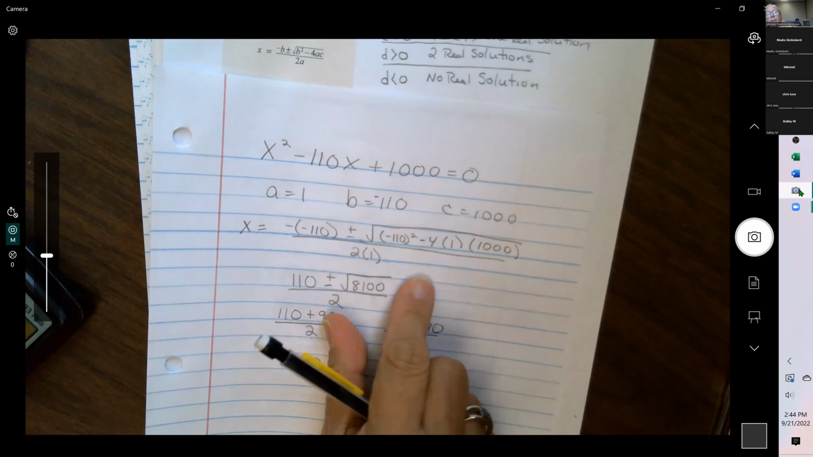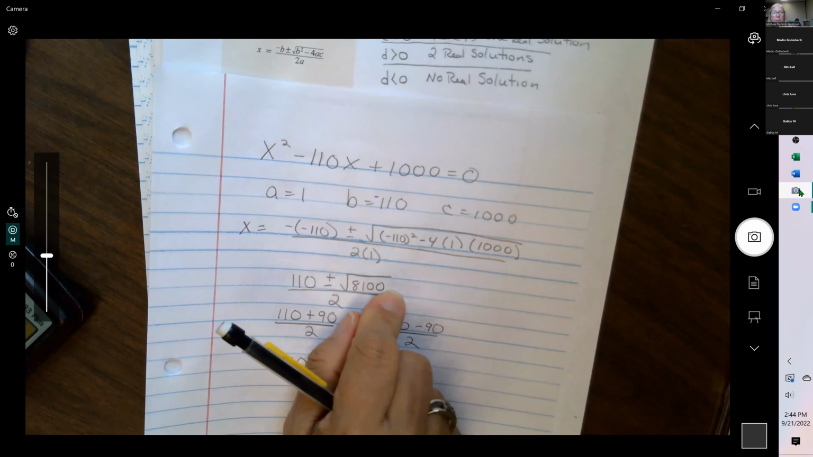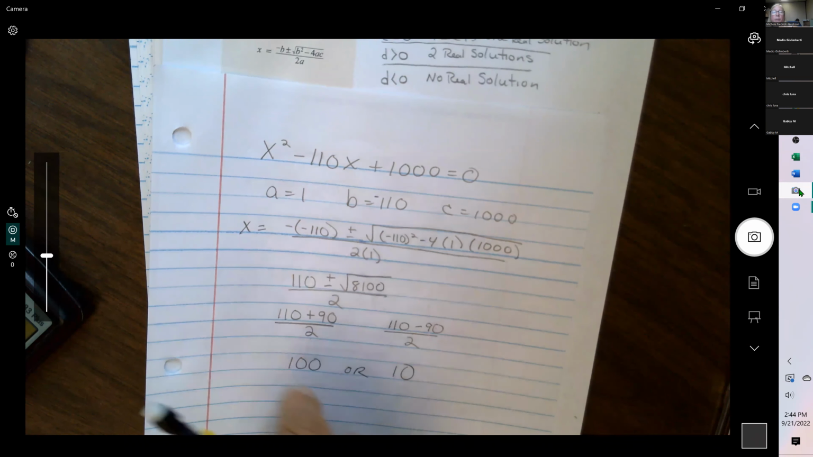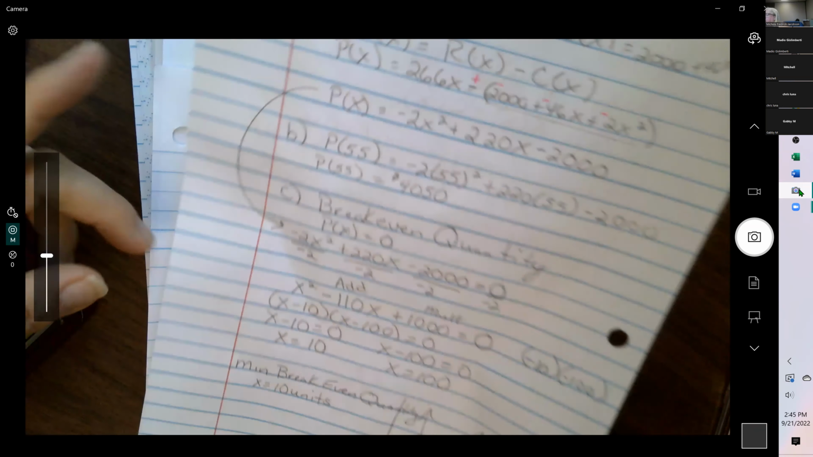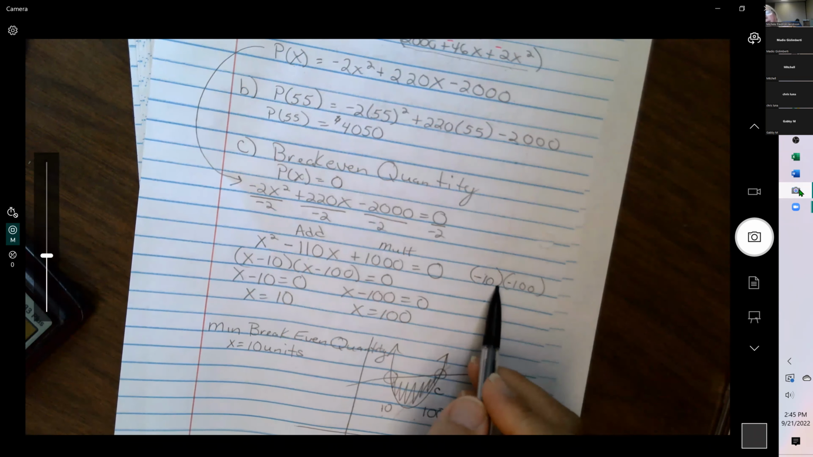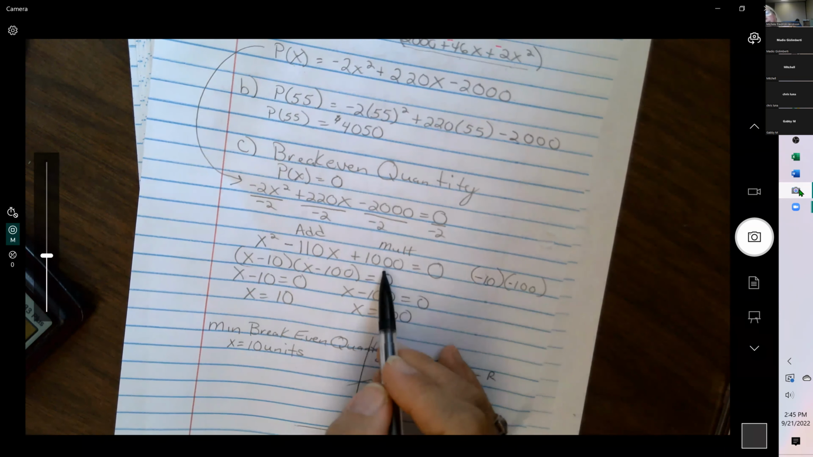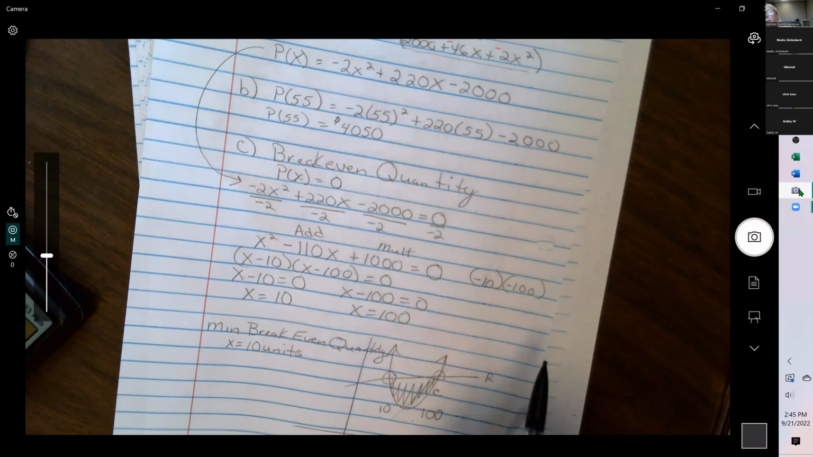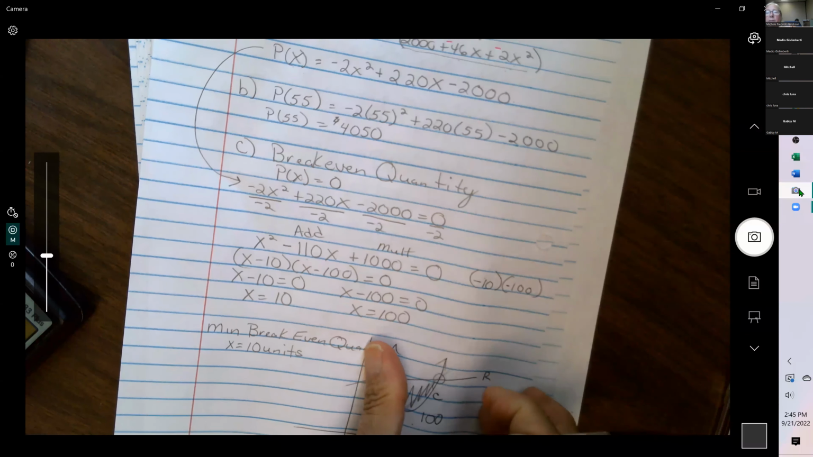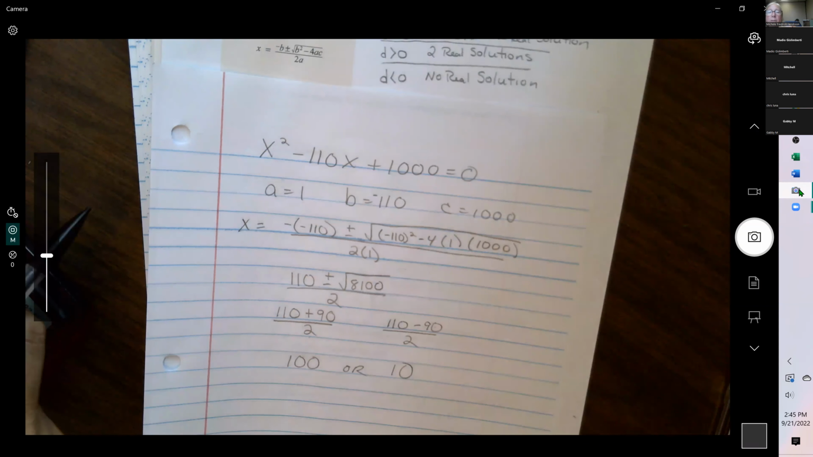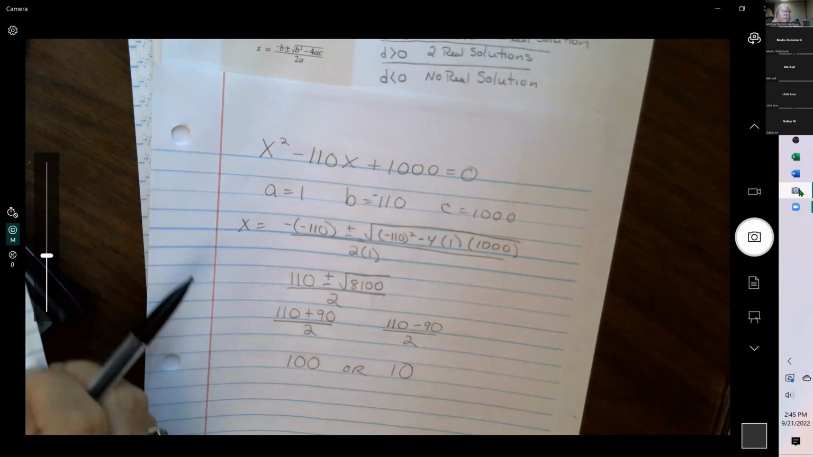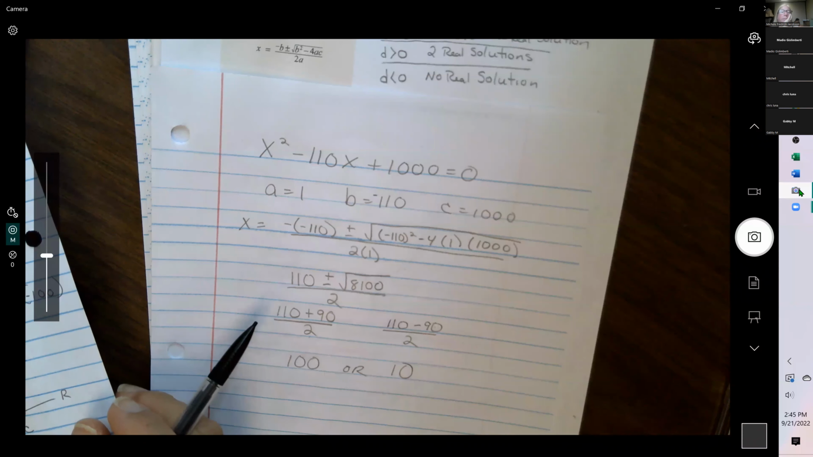These numbers get a little large, but you have a calculator. This always works. Trying to find the -10 and the -100 to get the 1,000 might take a little more time than just plugging into the quadratic formula. But either way will get you the same answer. Any questions on that?